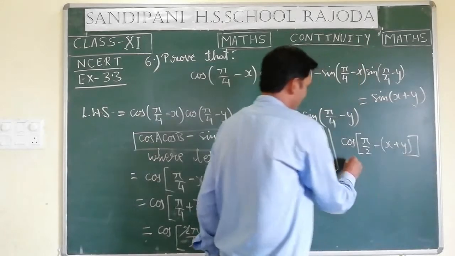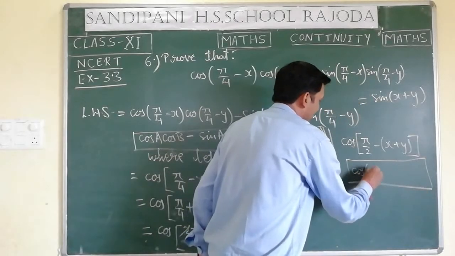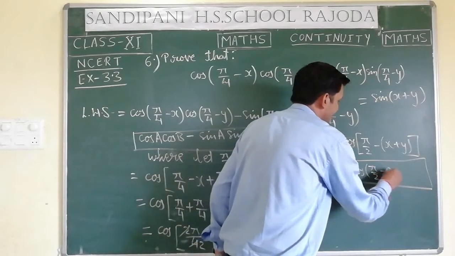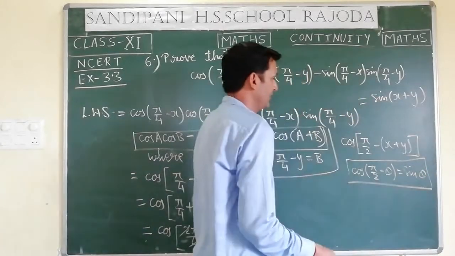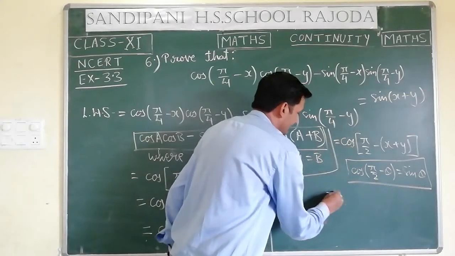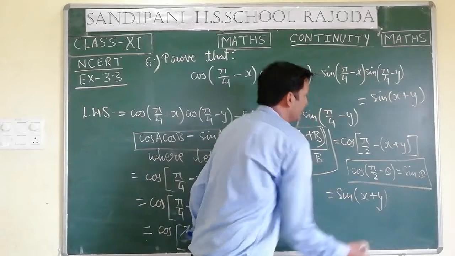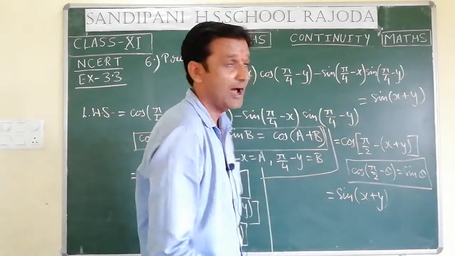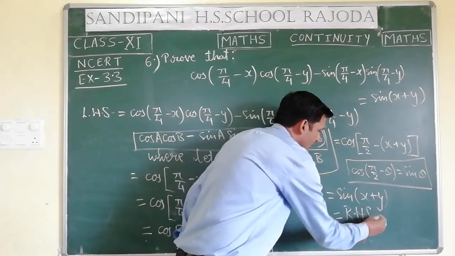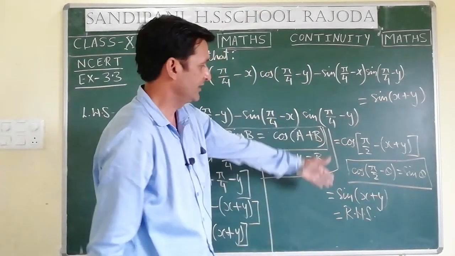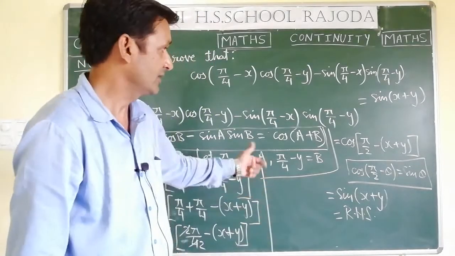Now again a formula, cos 90 minus theta is equal to sin theta. This formula will be applicable. So it will be equal to sin x plus y. You can see that this is only our RHS. So we may write here that it is hence proved. Now this type of question is over.